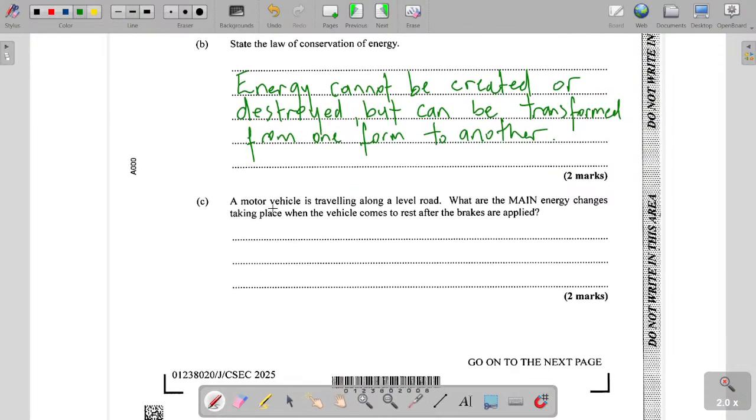Next question is a scenario. So it says a motor vehicle is traveling along a level road. What are the main, so the key term here is main, what are the main energy changes taking place when the vehicle comes to rest after the brakes are applied? So if the vehicle is traveling along the road, that means it possesses kinetic energy, right? So it possesses kinetic energy.